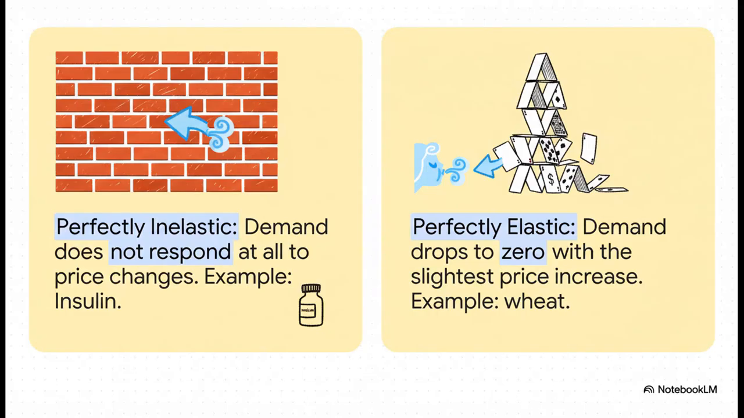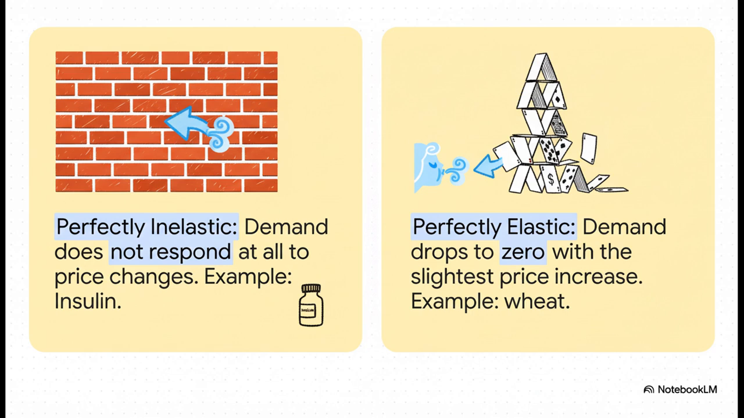So let's look at the two absolute extremes. On one end, you have something that's perfectly inelastic. A classic example is life-saving insulin. Think about it. If the price goes up or down, a person with diabetes still needs the exact same amount to live. Demand is rigid. It doesn't stretch at all.